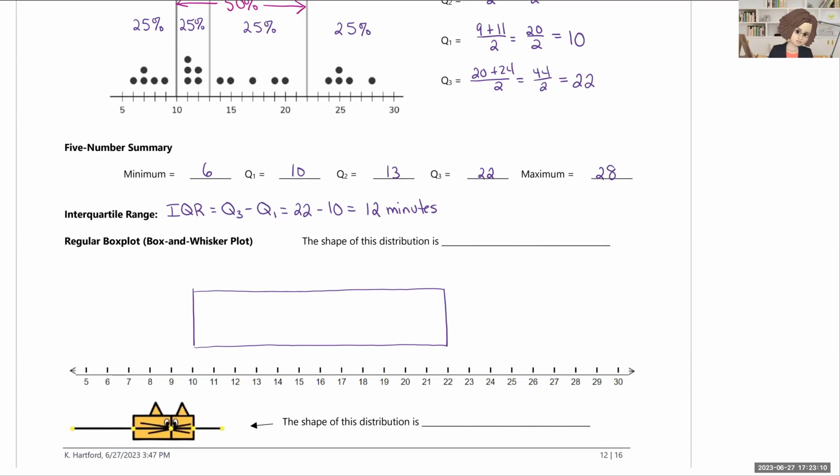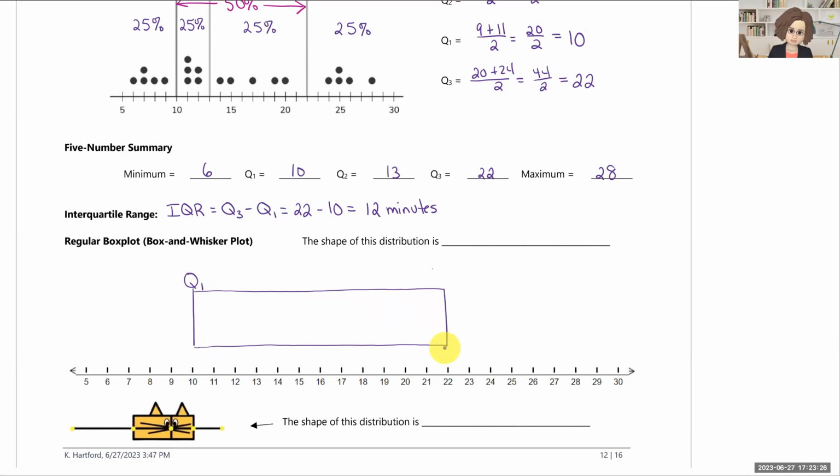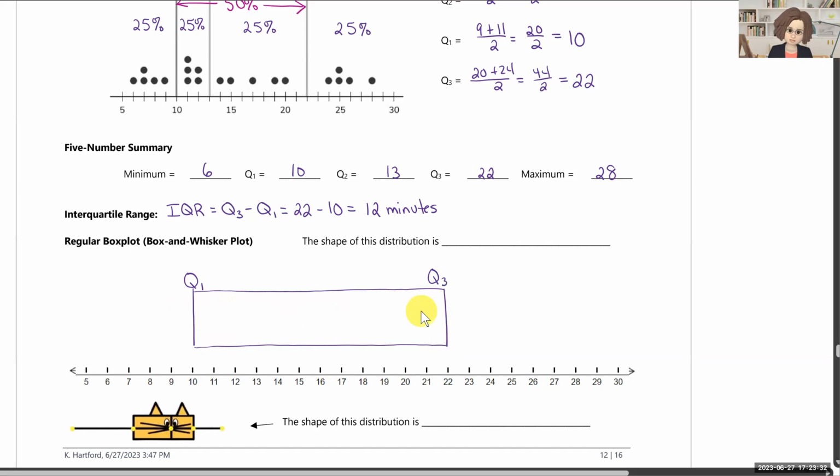I'm going to add here what I'm doing on the top. Generally, we wouldn't have to label it Q1 because people will know that once we've learned to do some box plots. But as we're learning it for the first time, I'm going to label more information. So Q1 is the left side of the box. Q3 is the right side of the box. So the length of that box is 12 minutes. So the length is the IQR, the interquartile range.